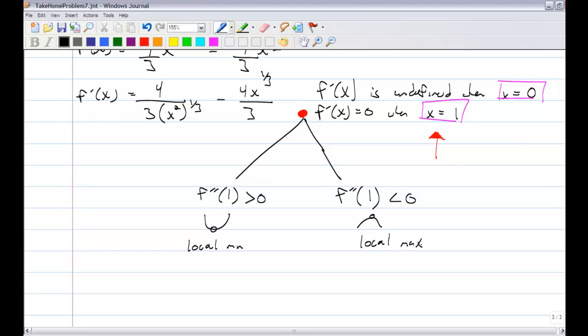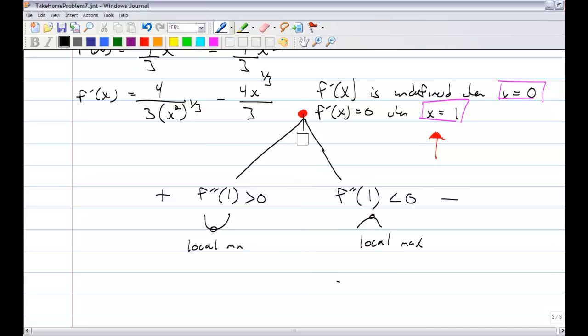So that's your justification here for a local extreme value. Sorry, there's a third option: if f double prime of 1 equals 0, it's inconclusive. It doesn't say anything. So all we have to do is plug 1 into the second derivative and look at the sign. If it's positive, you've found a local min. If it's negative, you've found a local max.